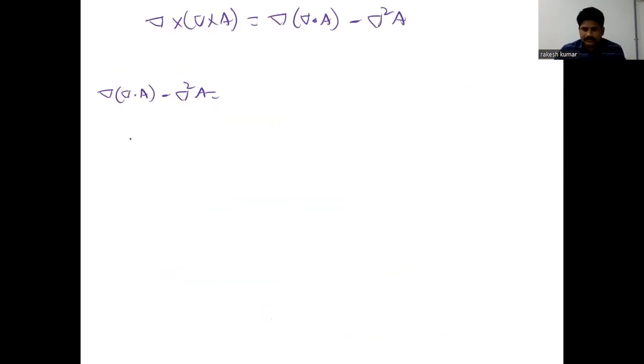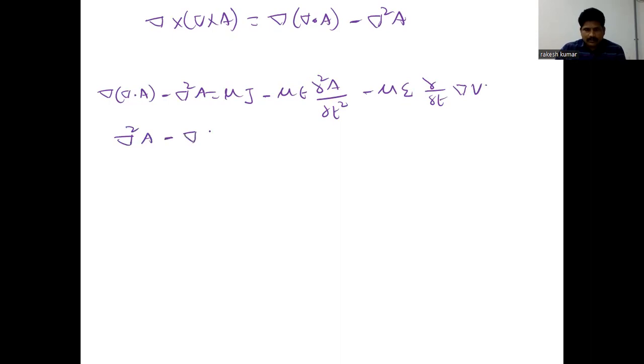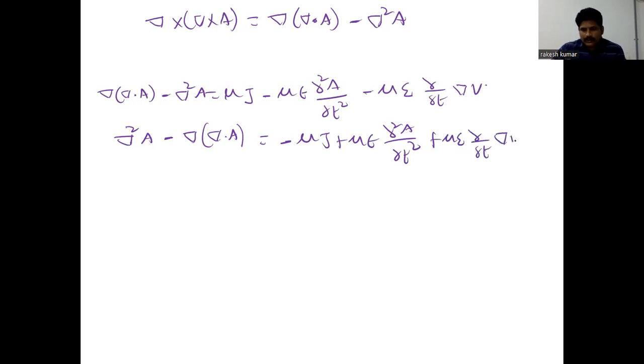So you get mu J minus mu epsilon into del square A by dou t square minus mu epsilon del dou by dou t of del V. Therefore del square A minus del of del dot A is equal to minus mu J plus mu epsilon into del square A by dou t square plus mu epsilon del dou by dou t of V. So let us consider this expression as C.